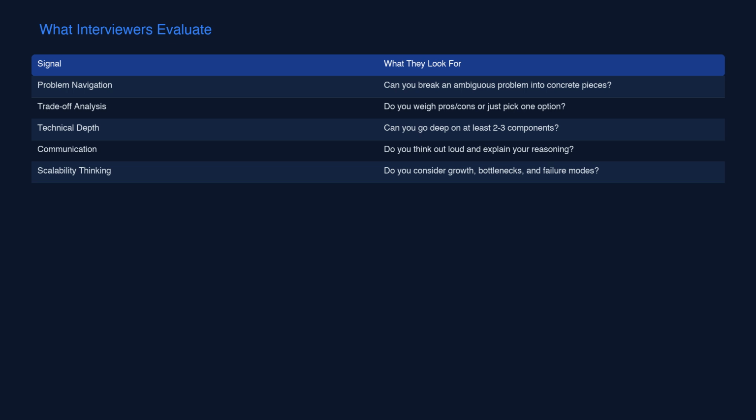Now here's what interviewers are actually scoring you on. There are 5 key signals. Can you break down an ambiguous problem? Do you weigh trade-offs instead of just picking one option? Can you go deep on at least a couple of components? Are you communicating your thought process clearly? And are you thinking about scalability, bottlenecks, and what happens when things fail?